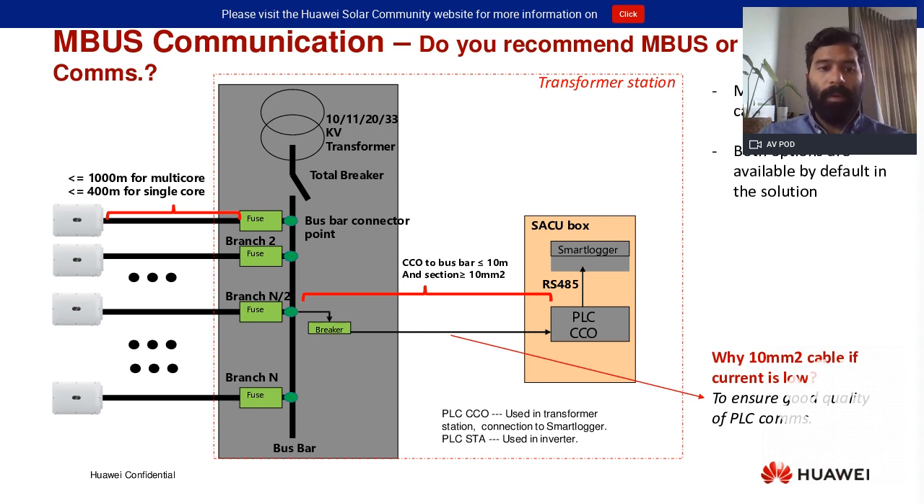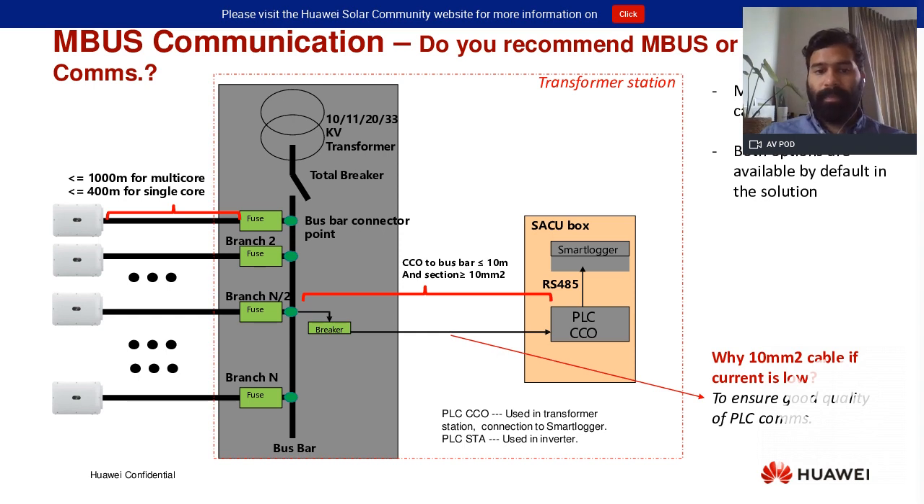and all of the inverters come with the capability of using both. But if you do decide to use MBOS, there are a couple of considerations that you need to keep in mind. For example, if you use the 185 KTL with a multi-core cable, you can place the inverter up to 1,000 meters away from the LB bus bar, where the communications will be collected by the smart logger. If you are using a single core cable, we recommend that this distance doesn't exceed 400 meters in order to guarantee the quality of the communications.